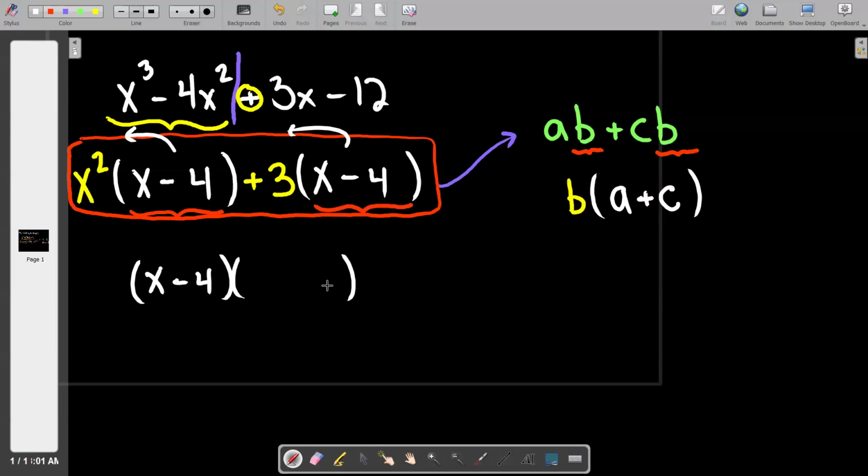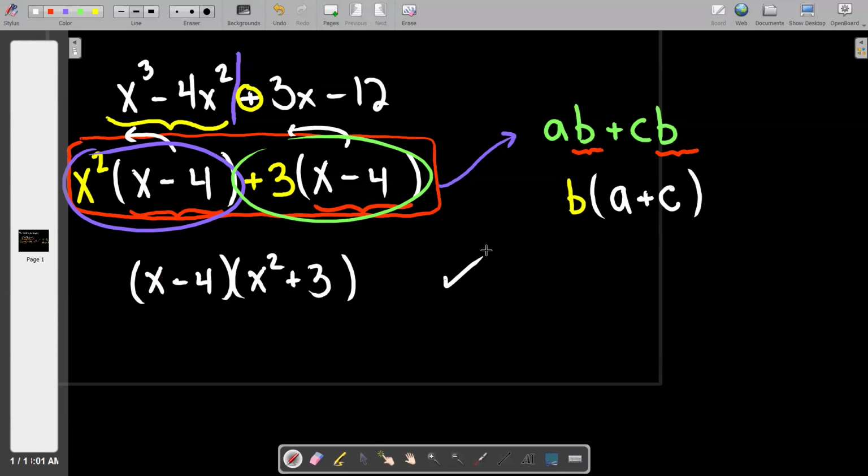Now, what's left over of this purple term? If I pull out this x minus 4, x squared is left. And what's left of this green term if I pull out this x minus 4? And that is how you factor by grouping.